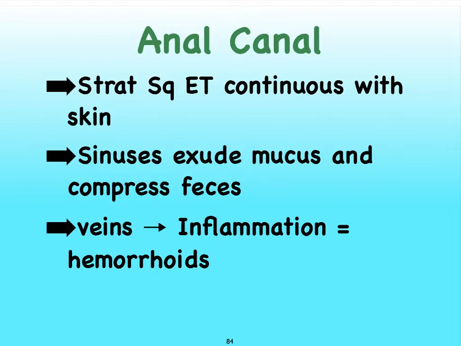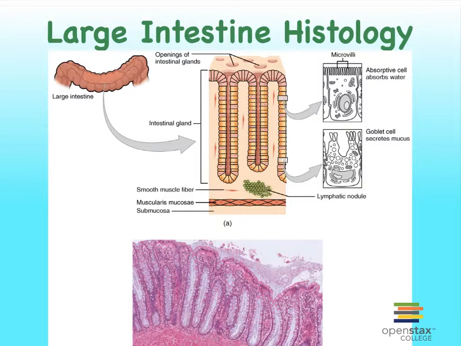We also see that mucus is produced in this area, again, somewhat lubricating the feces. And finally, we find veins in the anal canal, and as some of us have probably experienced, they can become inflamed, and we then refer to them as hemorrhoids. It's essentially similar to varicose veins that we have in our legs, for instance.